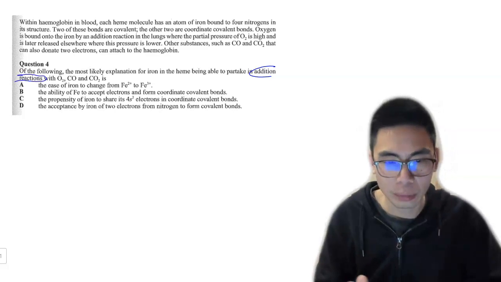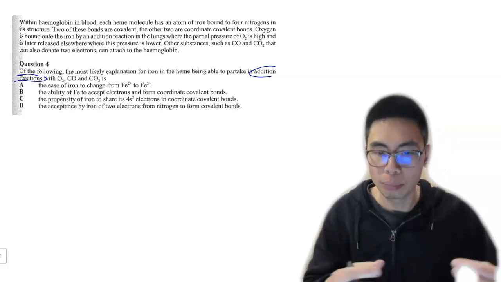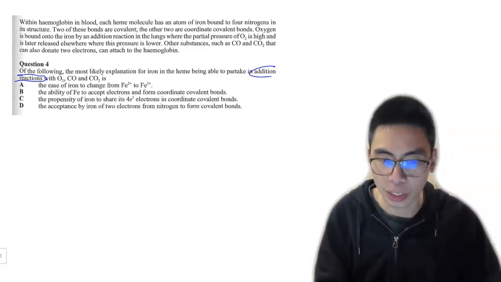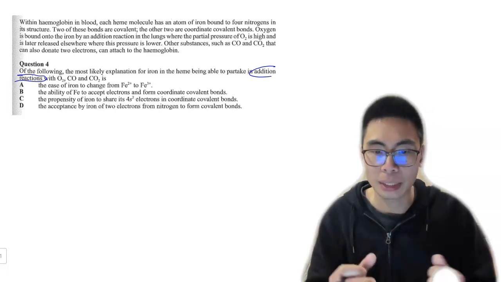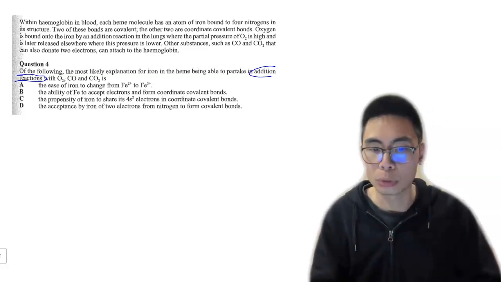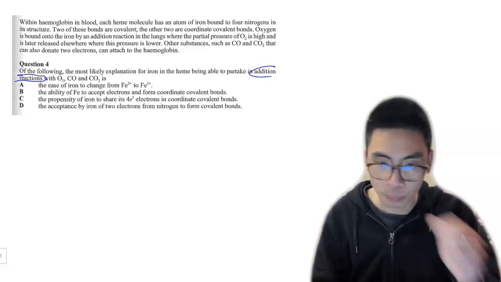We're trying to find out something about addition reactions and about iron participating in an addition reaction with O2, CO, and CO2. And we are trying to explain how it's able to participate in this particular type of reaction.